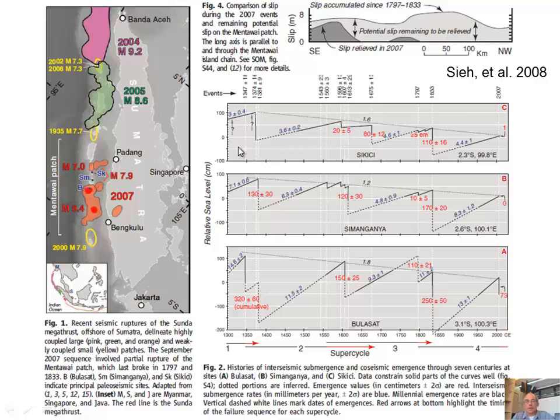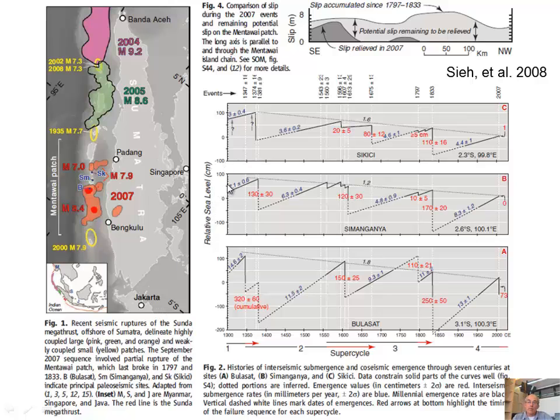Here's what is really amazing. There's A, B, and C. These are sites. A is Bulasat. Where's A? Here's B. I guess Bulasat is here. And then Simanganya and Sikichi. So these 3 places. Here's C, and M there, and B is here. What they show then is time from 1300 to now versus relative sea level.